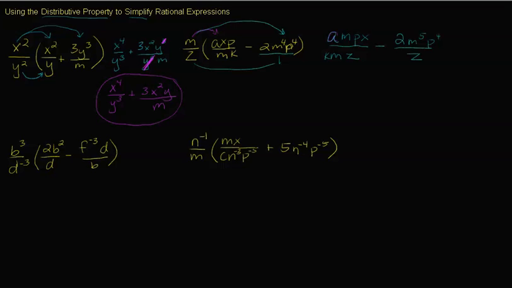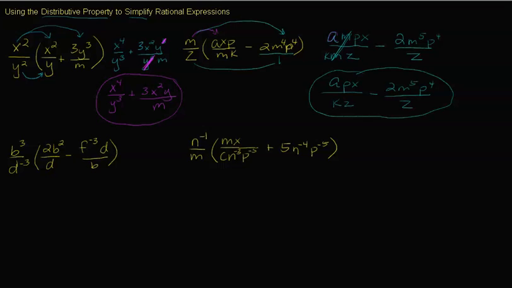Now let's see if we can reduce anything. Now we can cancel out these m's. You have an m on top and an m on bottom. That cancels out. And I don't see anything else that we can cancel out. So we're going to have a, p, x over kz minus 2m to the fifth p to the fourth over z. And again, you can't put this together because this has a kz and this only has a z. So this is your final answer.